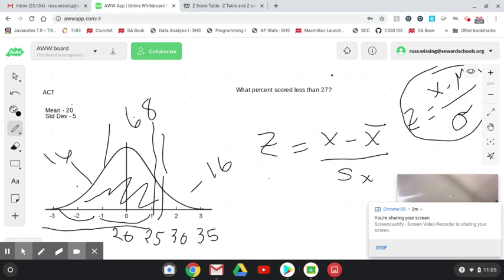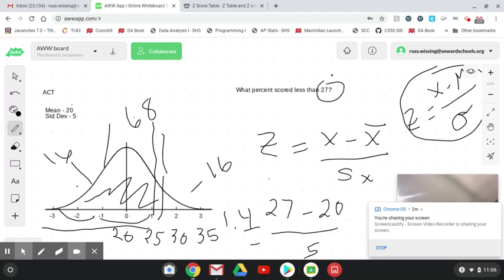So my X score that we're looking for is the 27. The mean is 20, and the standard deviation is 5. So that gives us 7 over 5, which is 1 2/5, or 1.4, and that's how many standard deviations above the mean that you are. Sorry, that's kind of messy, but drawing on the drawing board with my finger gets a little messy. Sorry about that. Okay, but I'm 1.4 standard deviations above the mean.